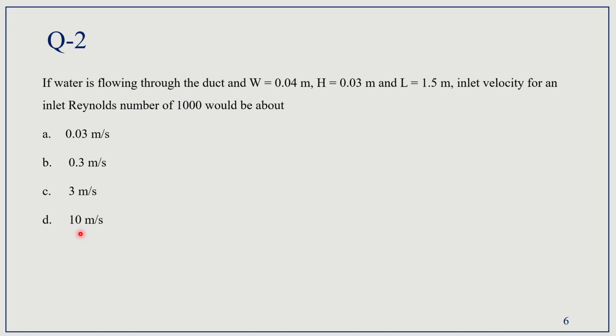If it is a circular cross section, we can use direct substitution, that is the diameter of the pipe can be substituted there, and we can use the water properties, that is rho is 1000 and viscosity is 1.001. Then we can directly get the velocity, which would be V is equal to 1000 times mu by rho into D. But in this particular case, we have a rectangular cross-sectional duct. So when we are dealing with a rectangular cross-section, we need a different approach to determine the diameter. The answer is option A, that is 0.03 meter per second.